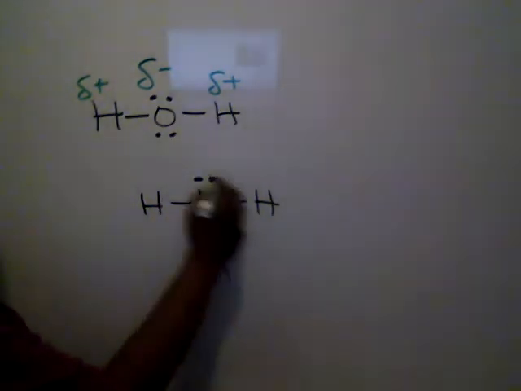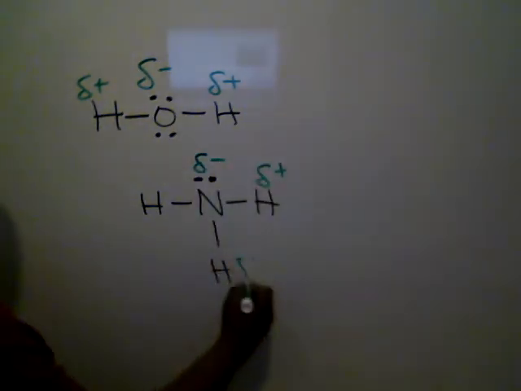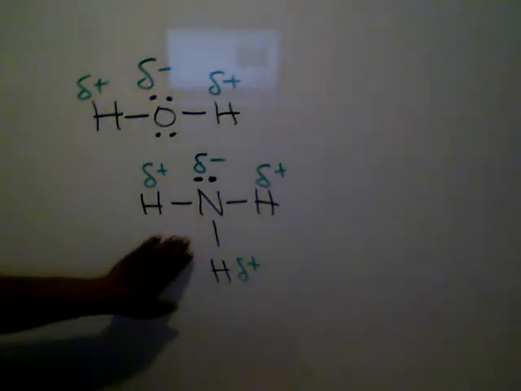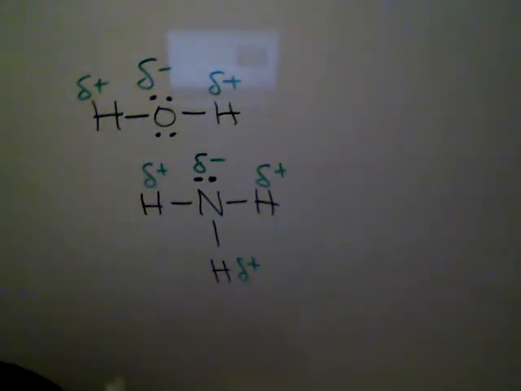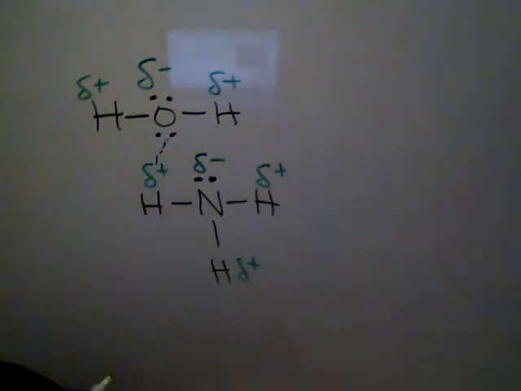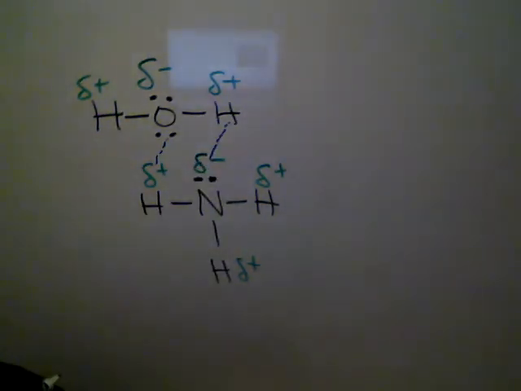Similarly, nitrogen has more electrons around it. It's going to be slightly negative. These hydrogens are all slightly positive. So what will happen if we were to mix ammonia and water together is that those opposite charges would attract. So this negative oxygen can be attracted to that positive hydrogen. This positive hydrogen can be attracted to that negative nitrogen.